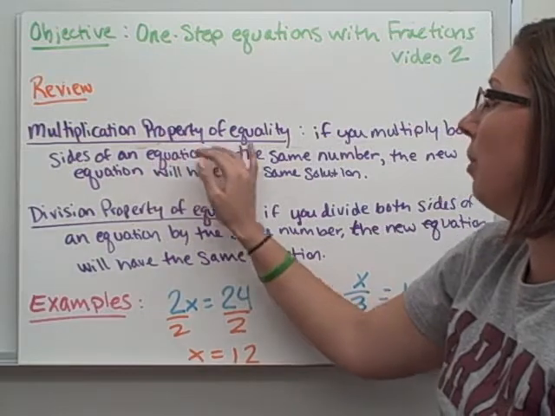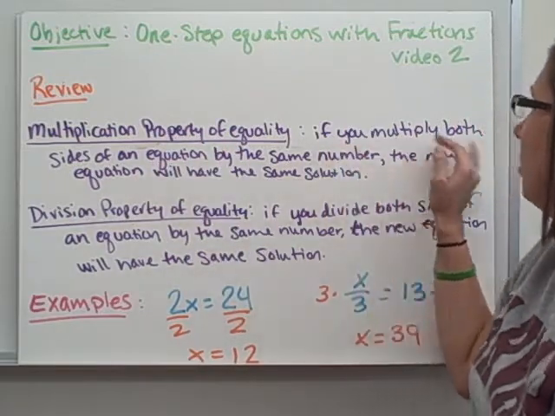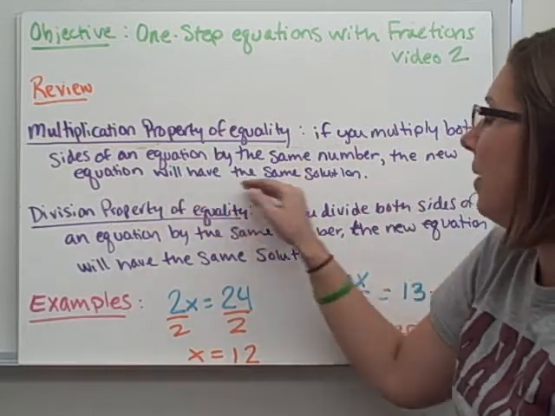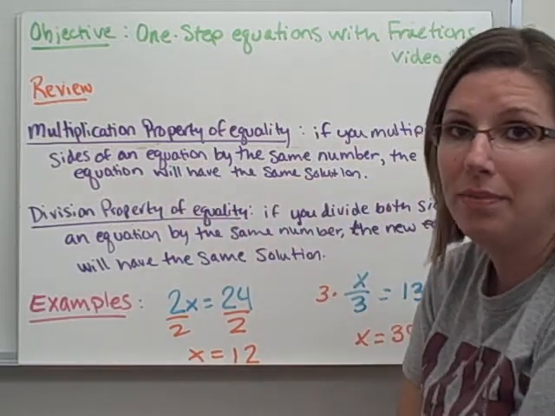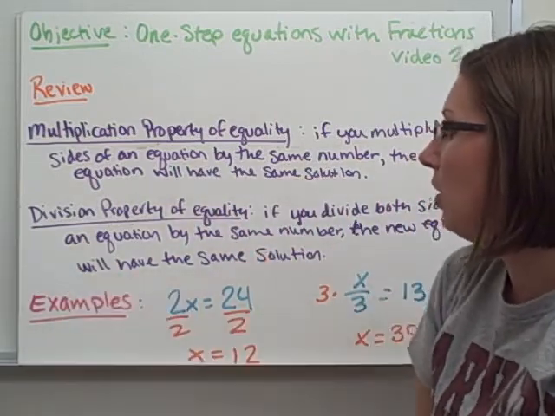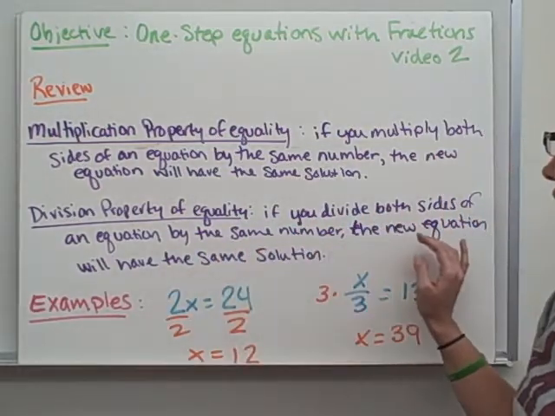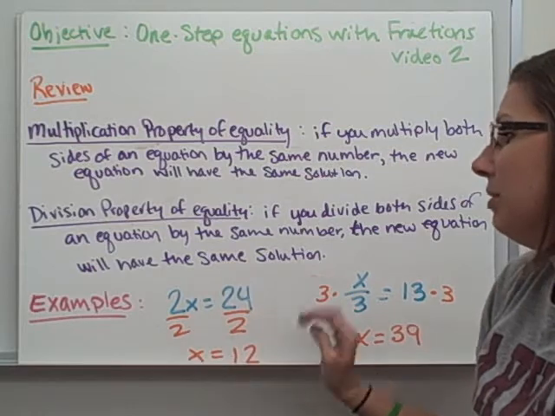The multiplication property of equality states that if you multiply both sides of an equation by the same number, the new equation will have the same solution. And the division property of equality states that if you divide both sides of an equation by the same number, the new equation will have the same solution.